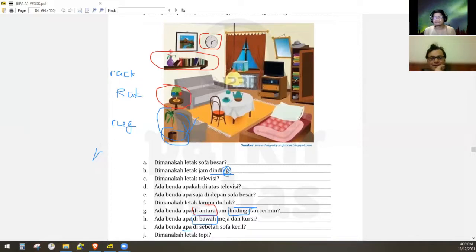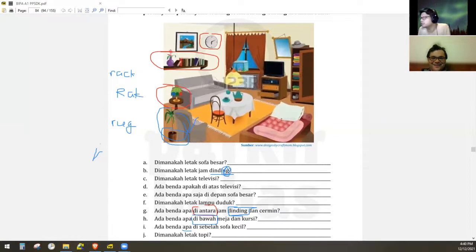Rak TV. And also, cermin is a mirror. Yes, cermin is a mirror. And what about sofa kecil? Yep, sofa kecil. Yeah, I think that's all. I've got no more questions, thank you.